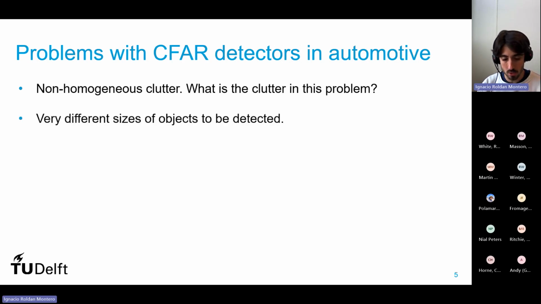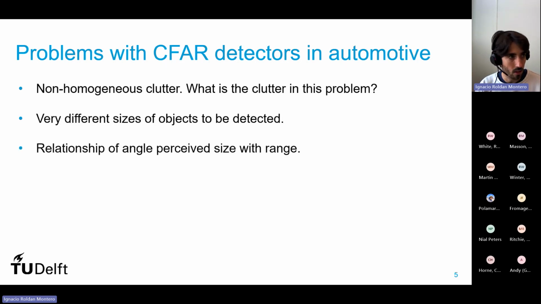Then the objects we want to detect have very different sizes. As I said, you want to detect a tree, but also a dog. But there is a more subtle problem with the size of the targets: how extended a target is in angle depends on the range. For example, a car at a very close range might occupy many angle cells, but when the car is at 200 meters, maybe you will perceive it as a point target.